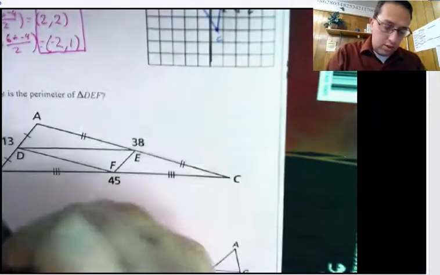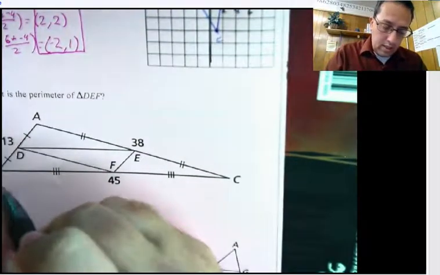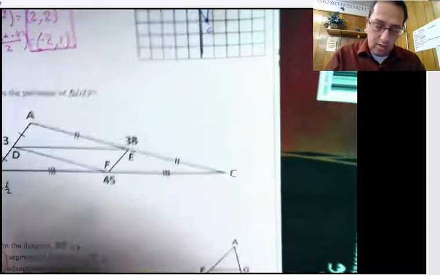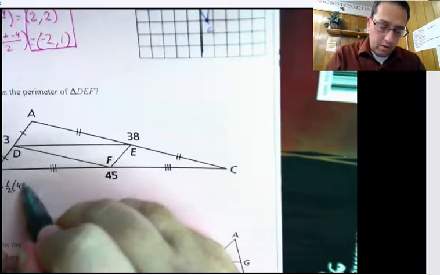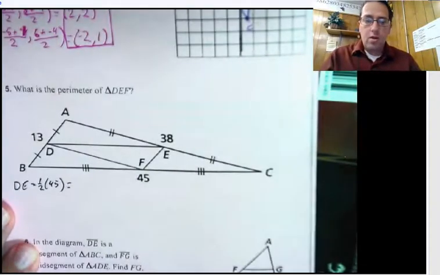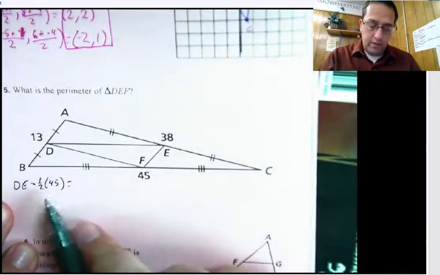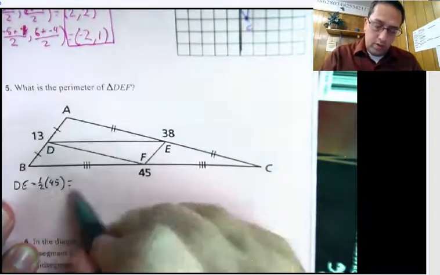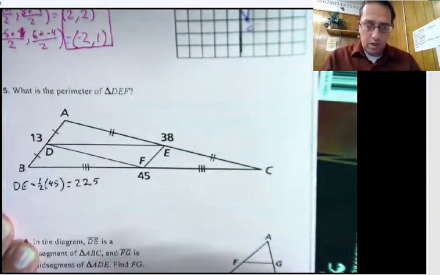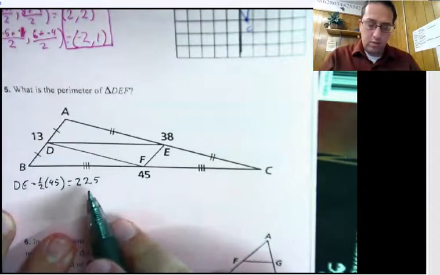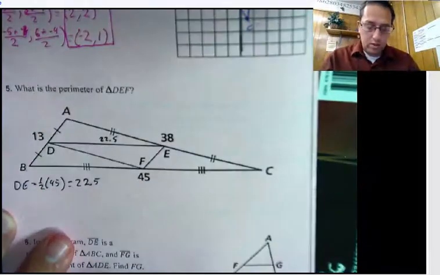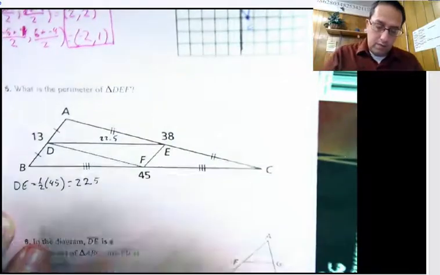So let's go ahead and write this down. DE equals 1/2 of BC, and BC is 45. So 1/2 of 45, so that's 45 divided by 2. So 4 divided by 2 is 2, 5 divided by 2 is 2.5. There it is. So that means DE is 22.5. I'll go ahead and put it on the paper. 22.5 DE. So let's see, we need EF. Just go around the corner.